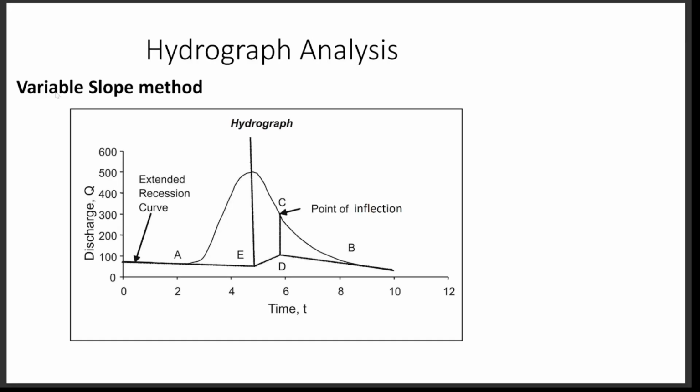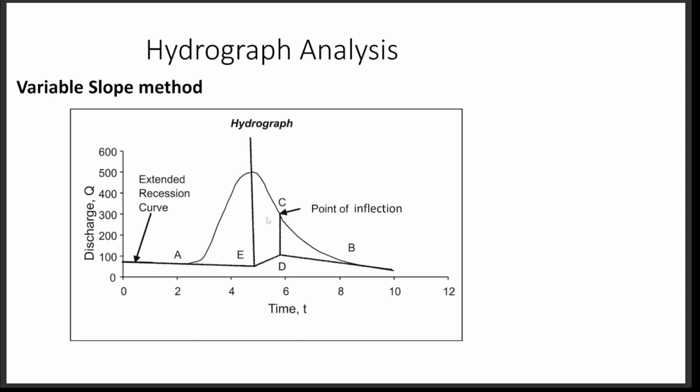The third and final method is variable slope method. This method is based on the fact that if water rises in the stream, the water level in the stream becomes greater than the adjoining groundwater table level. As a result, the flow occurs from the stream to the groundwater and is stored there as bank storage.